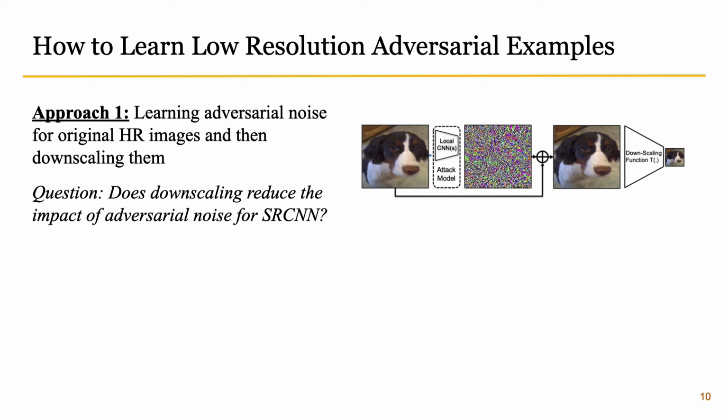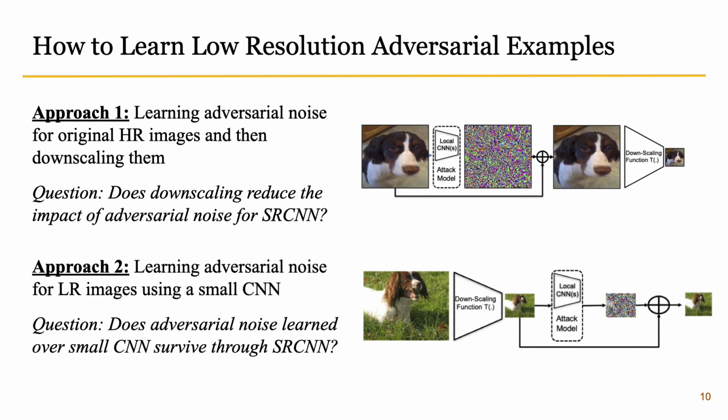Till now, we talked about survivability of adversarial low-resolution images, and now we are going to talk about the approaches one can use to learn low-resolution adversarial images. The first approach is to train adversarial images on high-resolution images and then downscale them. The previous adversarial or perturbation-based methods learn adversarial noise on high-resolution images and assume the user has access to a large CNN. The main question about this approach is whether downscaling the adversarial images reduces their impact or not.